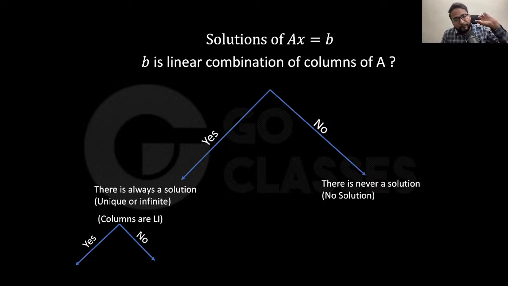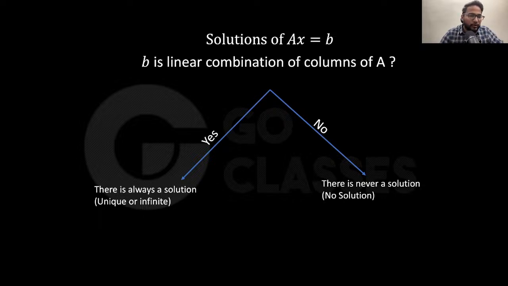Now I'm being more advanced. I'm asking another question: whatever solution you are talking about, is that solution unique or infinite? There is a solution because b is a linear combination of the columns of A, because that is the ultimate thing I need. If b is a linear combination of columns of A, there is a solution. Now let's move one step further. I will ask whether the solution is unique or infinite.